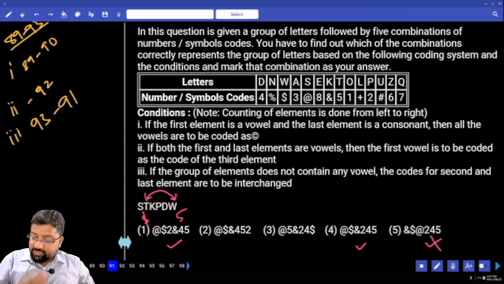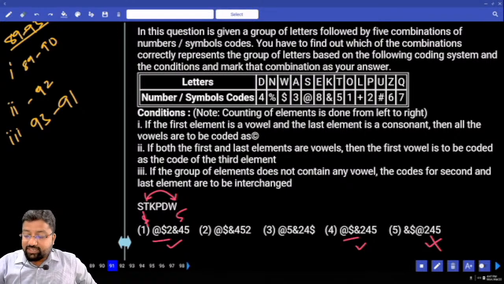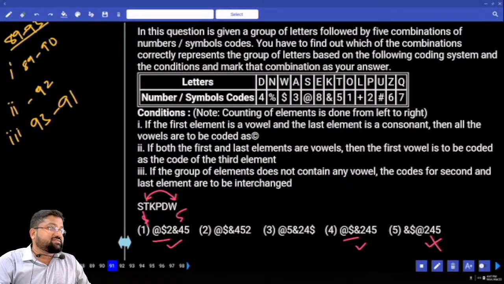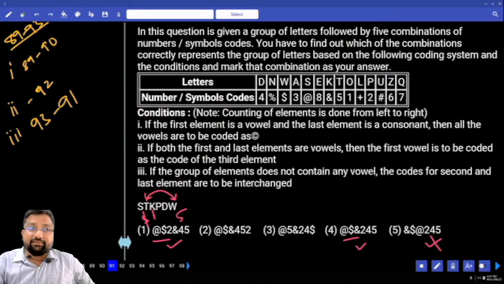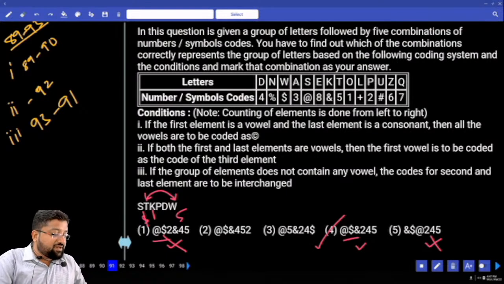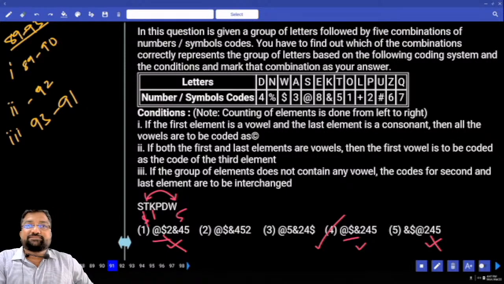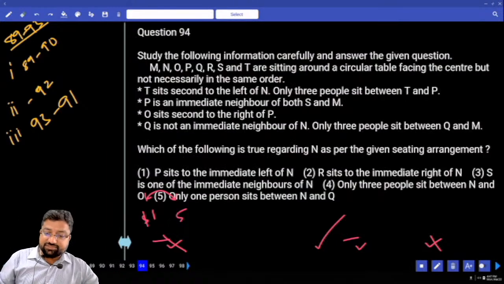$ and ampersand, so if we know the third element, we are done. What is the third element? K. What is the code for K? Ampersand. Which option is my answer? Is this clear? Everyone, this is how you solve these questions.